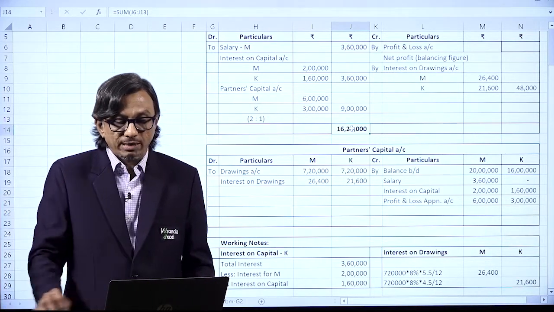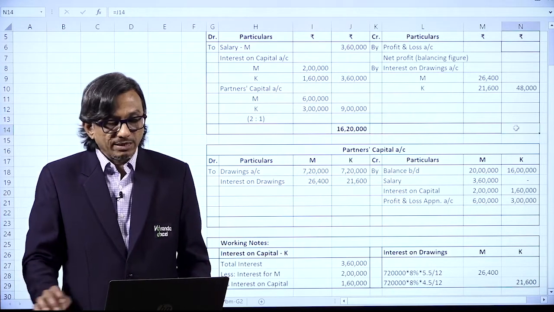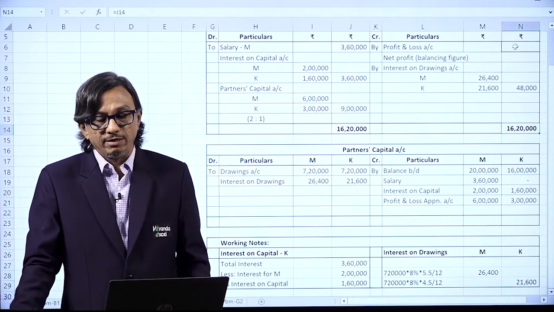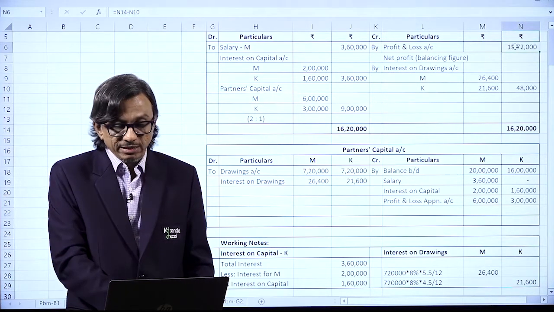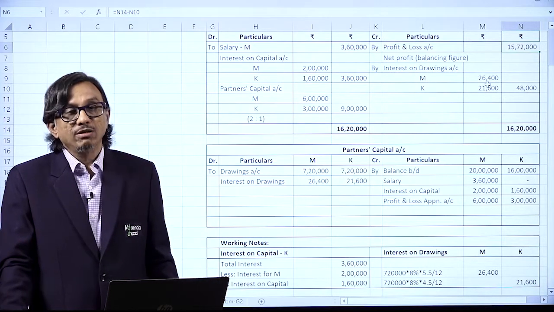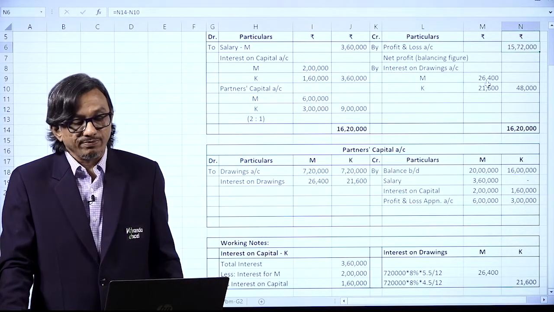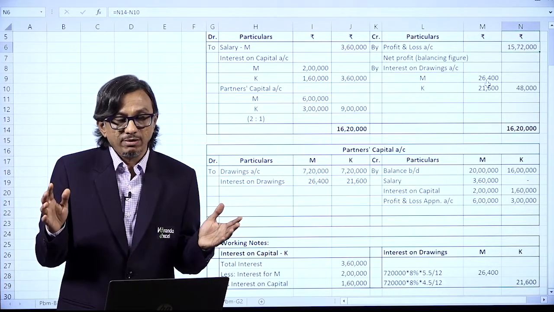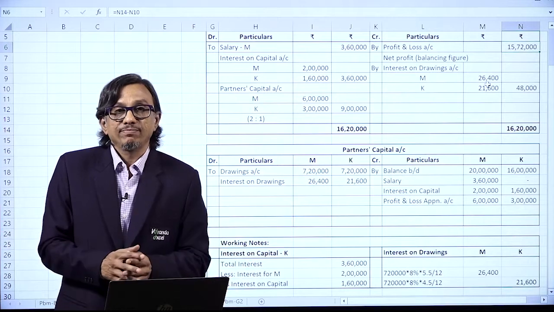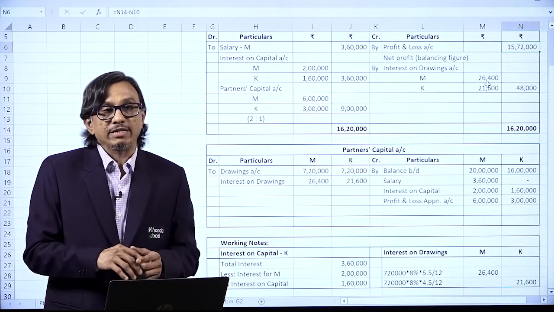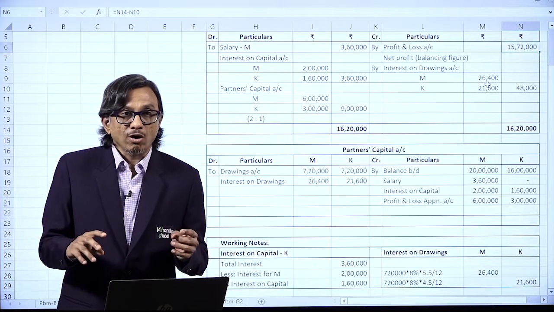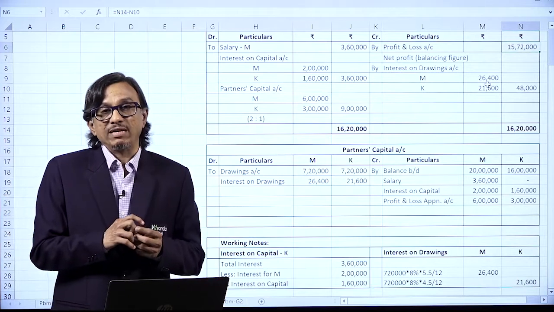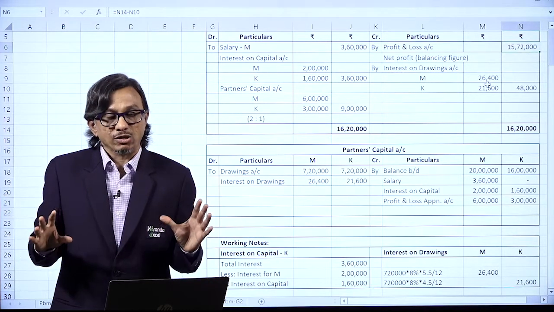So find the total on the debit side, put the same total on the other side, minus 48,000 will be the profit made by the business for that year, which is 15,72,000. Now have we completed the P&L appropriation account? Salary is recorded, interest on capital is recorded, interest on drawing is determined, profit shared to partners is recorded. So we found out the net profit as the balancing figure. So all the numbers are filled up.